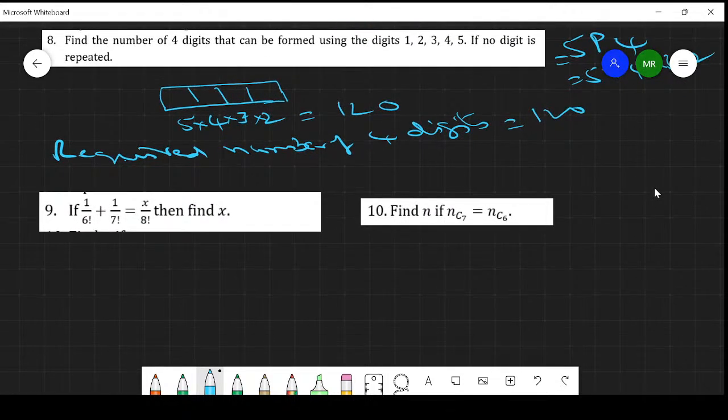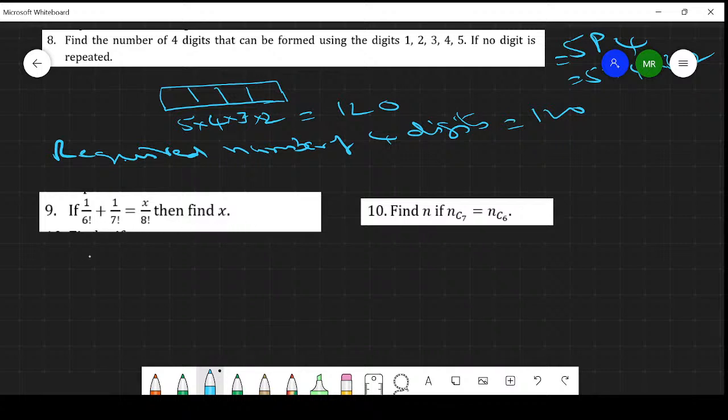Next. See the next one. Look at the 9th problem now. When I am doing the 9th one, this is also a simple one. Just go through the 9th problem now. If 1 by 6 factorial plus 1 by 7 factorial equals x by 8 factorial, then find x. They have given it like this.